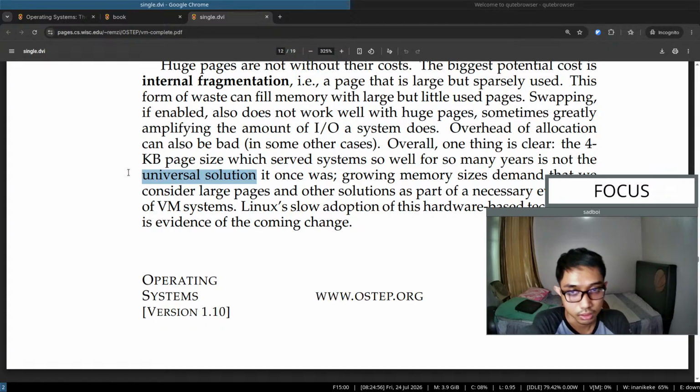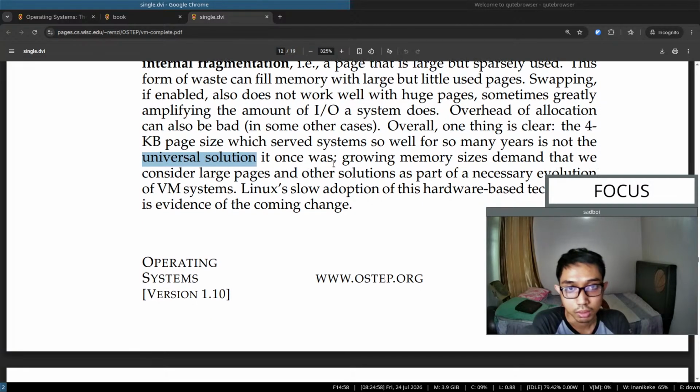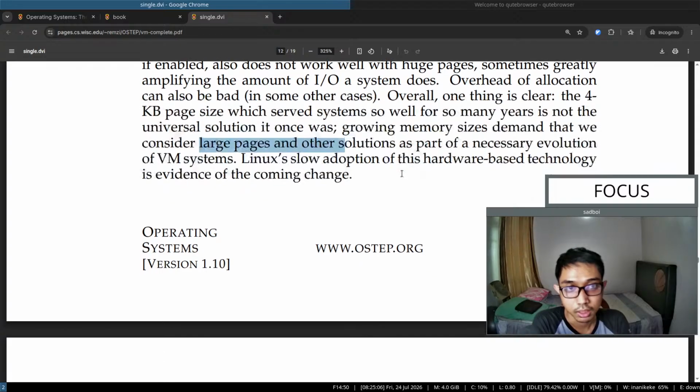It once was, but growing memory size demand that we consider large page and other solutions as part of a necessary evolution of the virtual memory system. Linux's slow adoption of this hardware-based technology is evidence of the coming change.